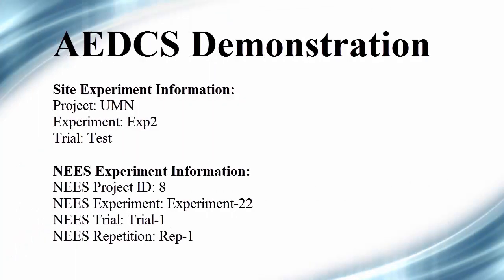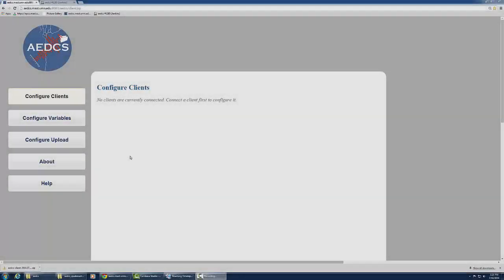Before starting an experiment, some planning must be done. For example, the project in this experiment is UMN, the experiment, EXP2, the trial is test. That's all site-specific. NEES information is a project ID of 8, experiment 22, a trial of 1, and a repetition of 1. Now I'm bringing up the AEDCS portal running on the AEDCS central server.